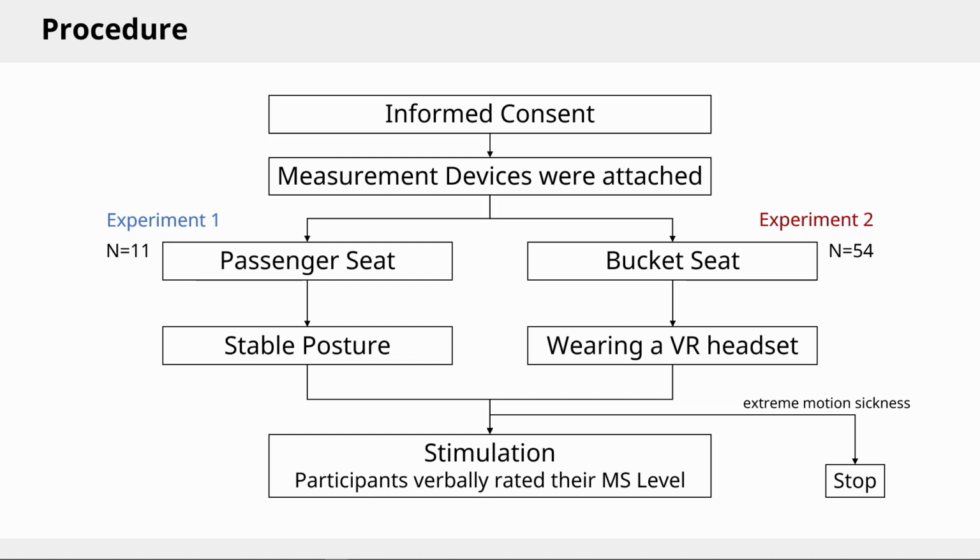They wore the BiPro VR headset. What the participants should do was only verbally rate their motion sickness level every 10 seconds with an electronic metronome. And it was checked before starting the simulation. And then the simulation was started. In case a participant suffered extreme motion sickness, the experiment was stopped.